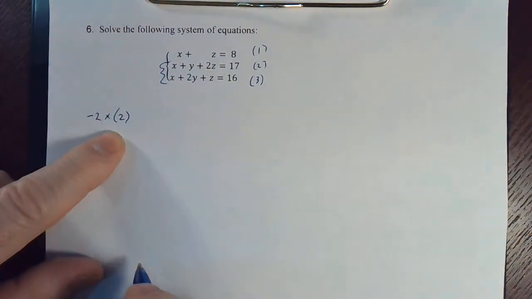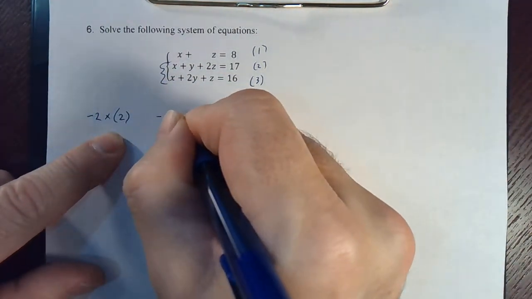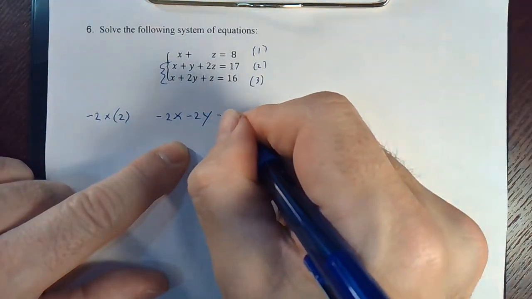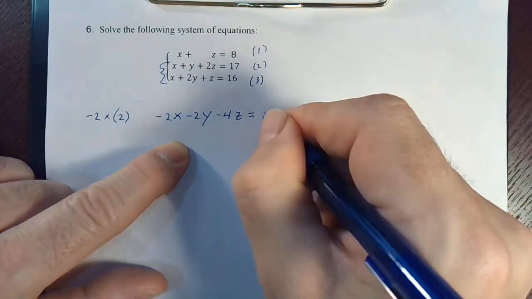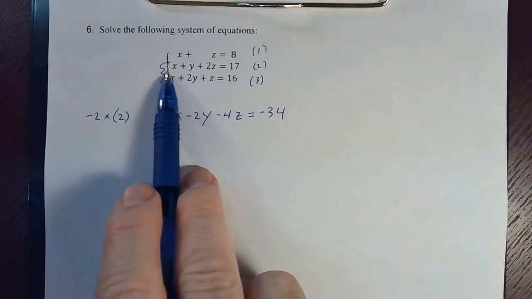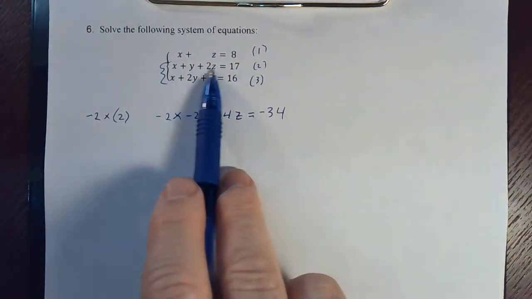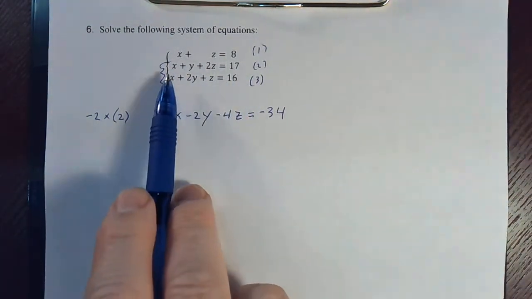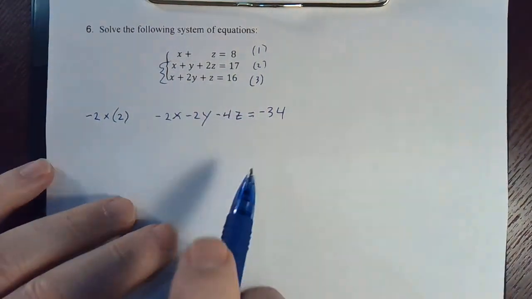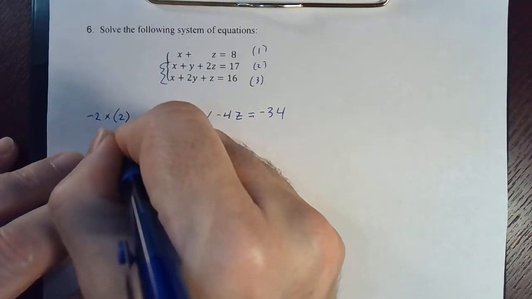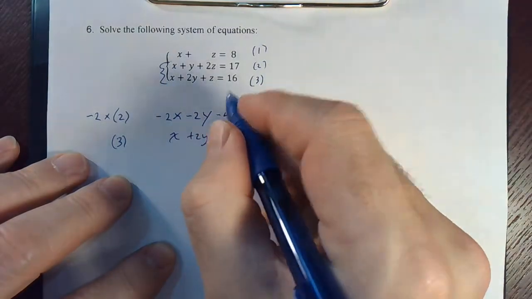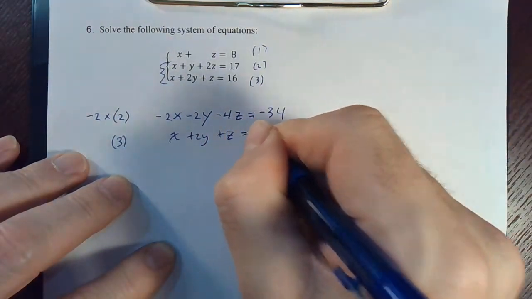times equation 2 is going to be negative 2x minus 2y minus 4z equals negative 34. Make sure I did that correctly. Equation 2, all we did is double and negate, I guess. Multiply by negative 2. So negative 2x, negative 2y, negative 4z is negative 34. Great. And then we'll put equation 3 underneath it, which is x plus 2y plus z equals 16.